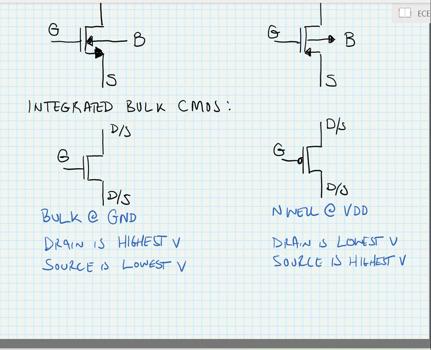Next, we'll look at the regions of operation for MOS transistors. We'll do that in the next video.